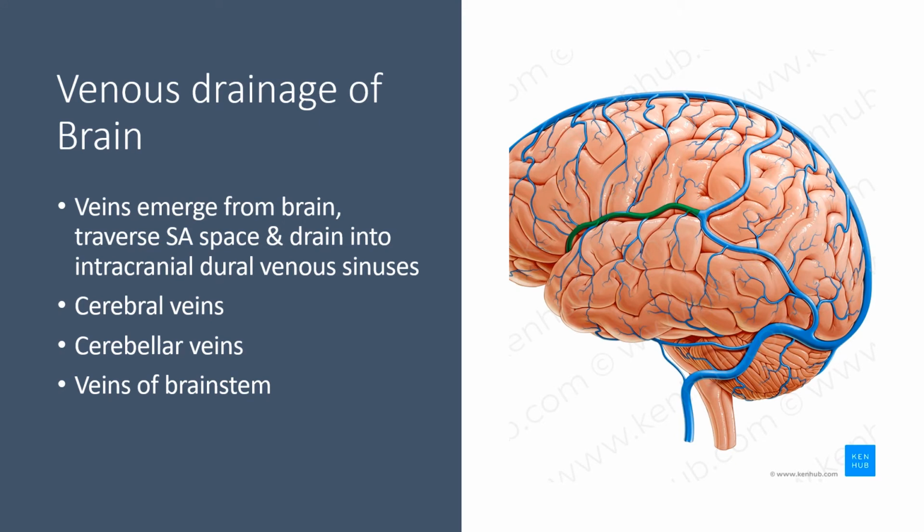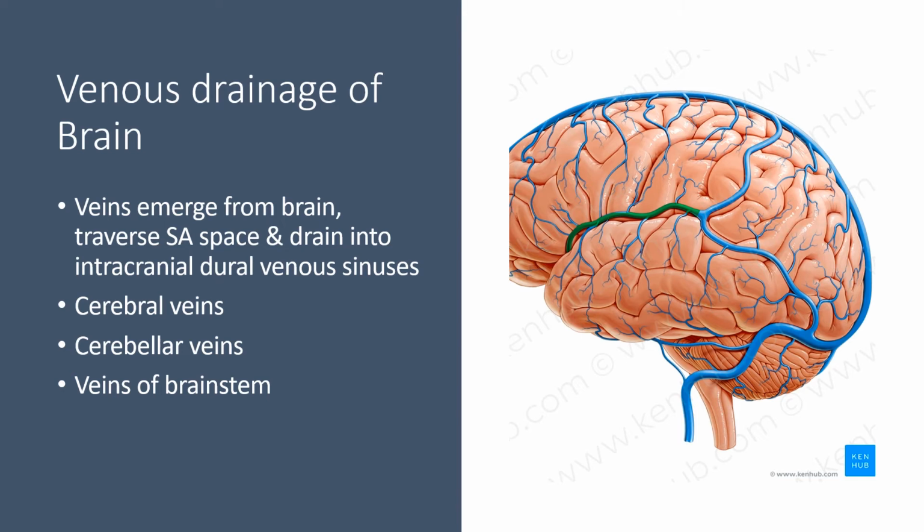Now we will briefly see about the venous drainage of the brain. The cerebral veins emerge from the brain, traverse the subarachnoid space, pierce the arachnoid mater and the meningeal layer of dura, and drain into the venous sinus. We will see what are the characteristic features of the venous drainage of the brain. The venous return in the brain does not follow the arterial pattern.